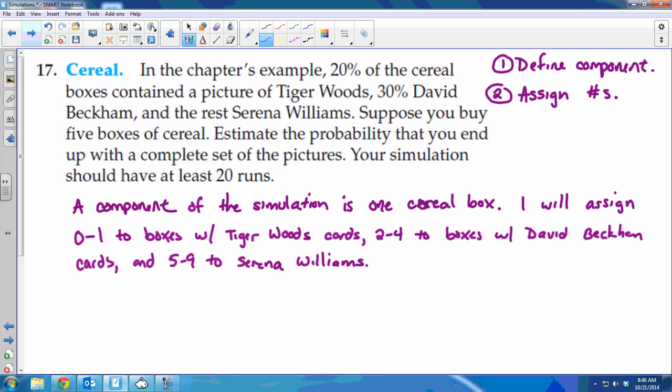Someone asked me yesterday in a different class if it was acceptable, instead of using 0 through 9, to use 00 through 99. Sure, that's fine. You split them up 20%, so instead of having 2 numbers, you'd have 20 numbers, 30 numbers, and 50 numbers. That works too, as long as it mimics the percentages given in the problem.